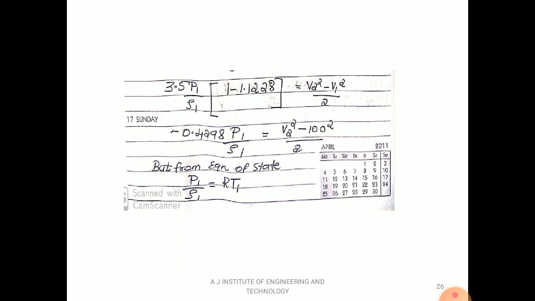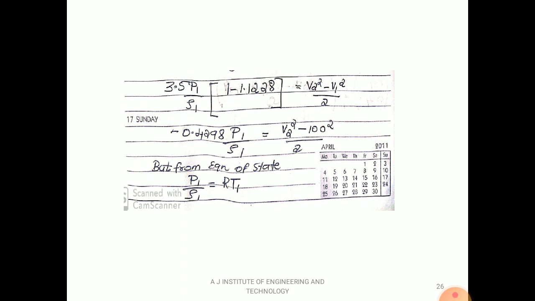So upon simplification, 3.5 into P1 by rho 1 into 1 minus 1.1228 equals V2 squared minus V1 squared divided by 2. Now we know the value of V1, just substitute and simplify the bracket terms. Upon simplifying the bracket terms and multiplying by 3.5, we get minus 0.4298 P1 by rho 1 equals V2 squared minus 100 squared divided by 2.